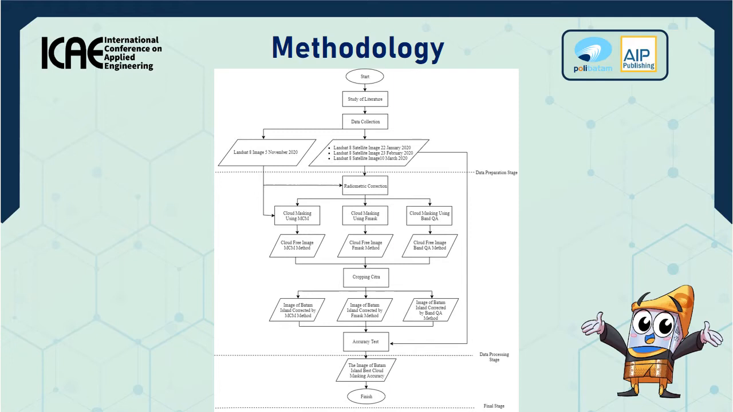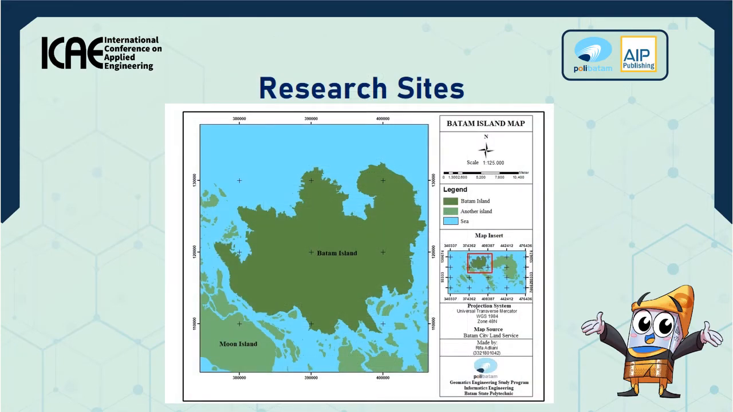Next process is cropping image. Cropping image produces image of BATAM Island corrected by MCM method, image of BATAM Island corrected by FMASK method, and image of BATAM Island corrected by QA band method. Next process is accuracy test. Accuracy test produces the image of BATAM Island's cloud masking accuracy, and then finish. Once this research starts, the research location is on the island of BATAM.